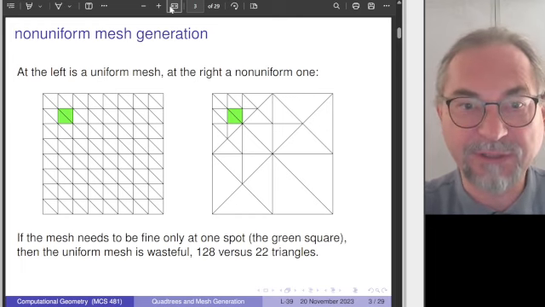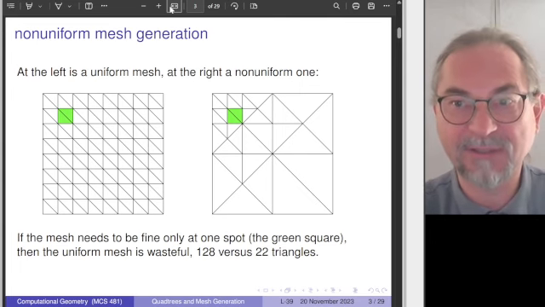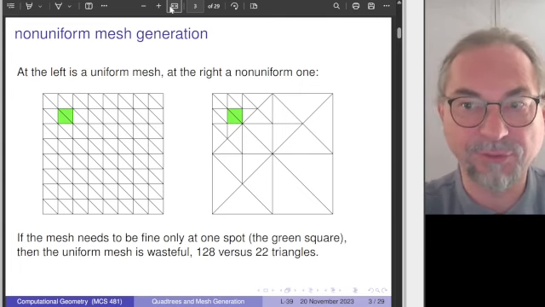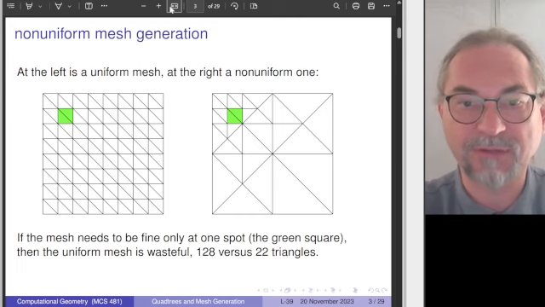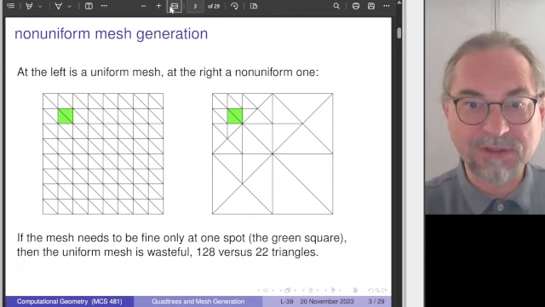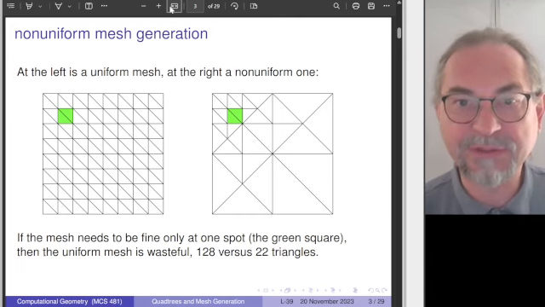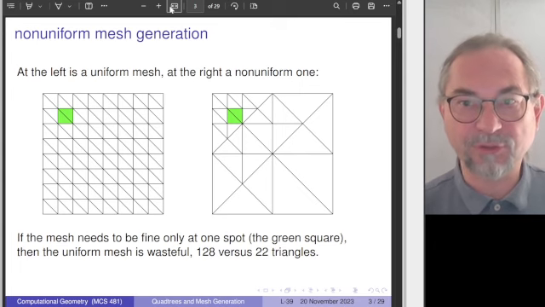So uniform meshes have a very simple construction, a very simple recipe, but actually they are very wasteful. So even on a very simple example like this, you may have to work either with 128 triangles in the uniform mesh versus only 22 triangles in the non-uniform mesh. So that's already, on this small example, a huge difference in the storage costs.